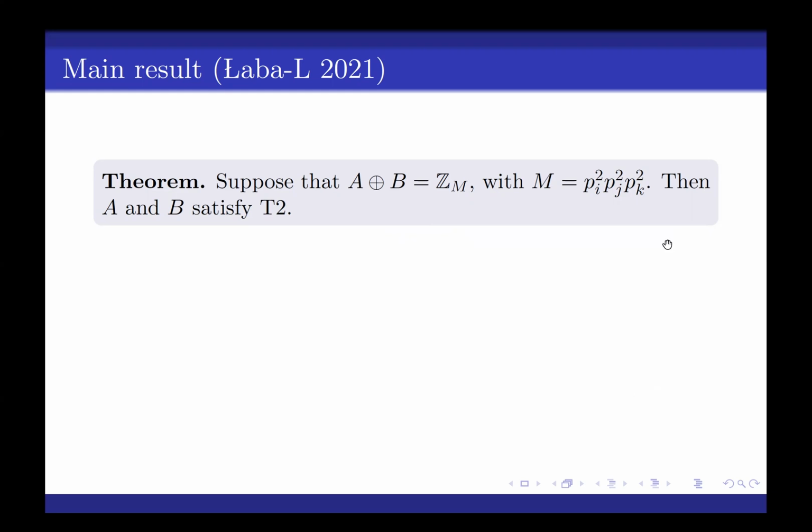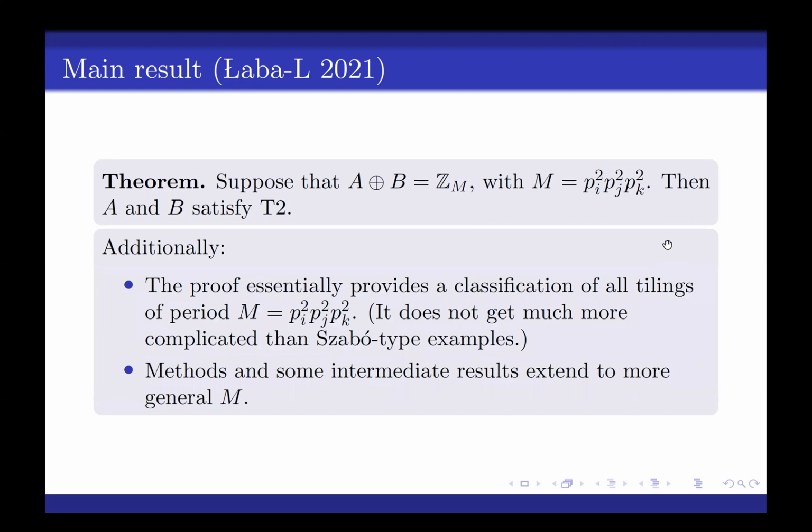Now, a couple of remarks about the proof. I'm not going to tell you all of the proof, maybe just one or two points. And if I have time at the end, I'll give you a layout of the proof itself, what the structure of the proof looks like. And hopefully I will be able to show you the part of the proof in which we have actually classified all the possible tilings with that given period. And what we learned in the process is that the most complicated situation is really the Szabó example, in which none of the tiling sets is contained in a proper coset of Zm.